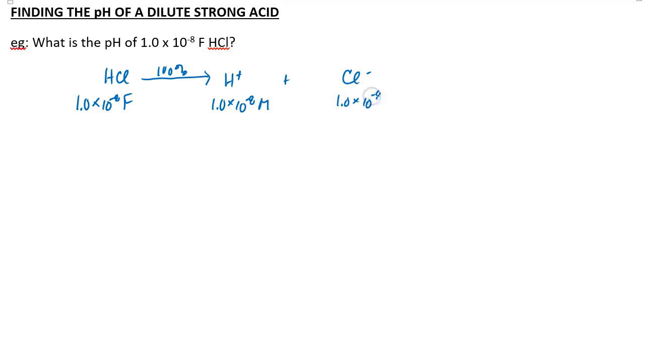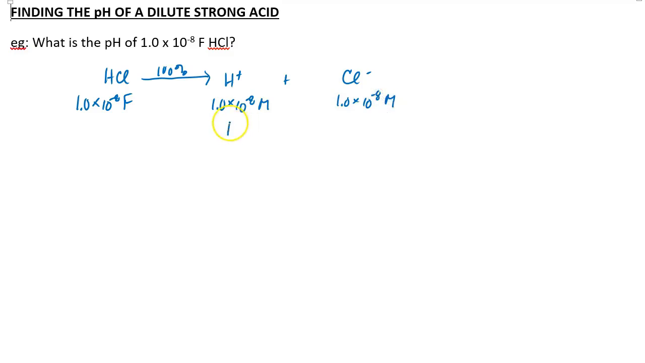Everyone. We're going to calculate the pH of a dilute strong acid in this example, and here it is. It certainly is dilute at 10 to the negative 8th molar, and it certainly is a strong acid. So it's tempting to begin the problem by saying that as a strong acid, HCl dissociates 100% into H+ and chloride. And it's tempting to say that if HCl is 1.0 times 10 to the negative 8th formal, then H+ must be 1.0 times 10 to the negative 8th molar, and chloride must be 1.0 times 10 to the negative 8th molar.